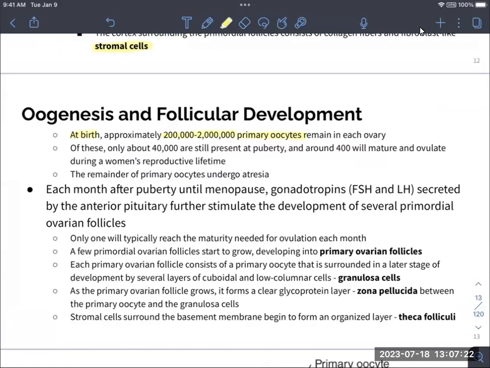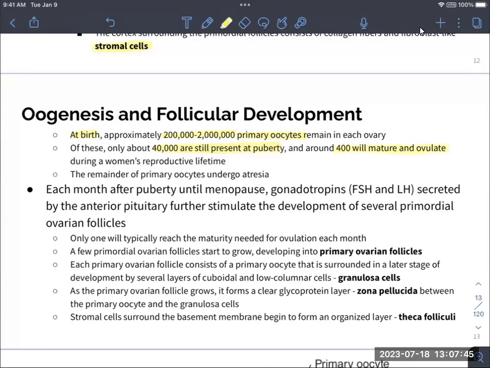By puberty, because they start to degenerate, only about 40,000 of these are still present at puberty, and only about 400 will mature and ovulate during a woman's lifetime. The remainder of these degenerate down.